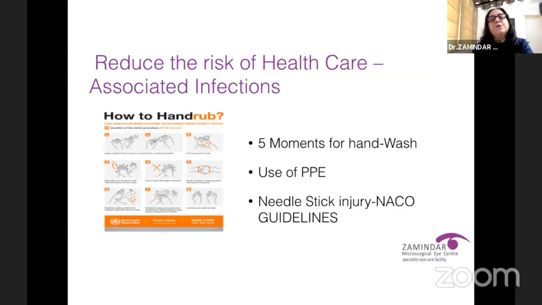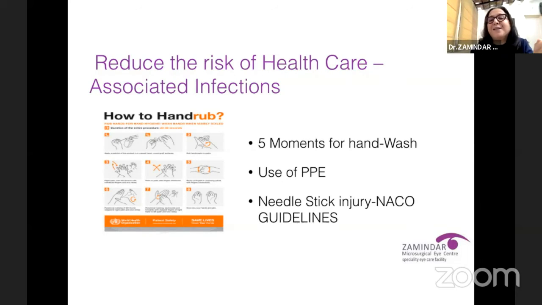So while we are talking about reducing the risk of healthcare associated infection, hand wash, use of PPE, and needle stick injury protocols are the most important when we are talking about safety inside an operation theater. Your staff needs to be trained and be aware about the adverse effects of a needle stick injury. And vaccination for hepatitis B is something which all your vulnerable staff should have. There is always a risk of HIV after needle stick injury, and hence there should be clear training about what has to be done and what is the post-exposure prophylaxis according to the NACO guidelines.